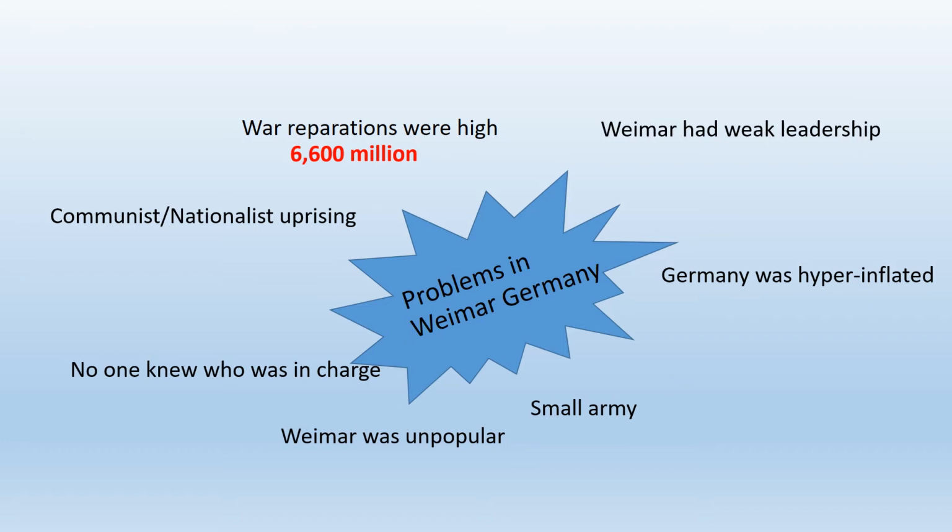Can you go ahead and finish off your mind map by writing one more point of detail about each of the key points that we've already listed? So for example, Weimar had weak leadership. We would write something along the lines of coalition governments.